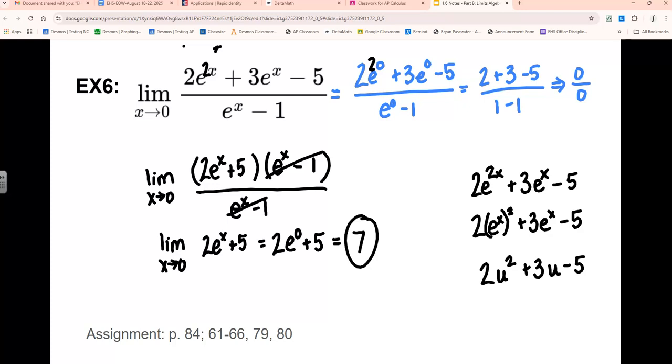So we got about 30 minutes left. Let's take about 15, and we are going to work on this assignment. This is going to be your assignment for tonight. I'm going to give you about 15 minutes now because I think it's good to practice it.